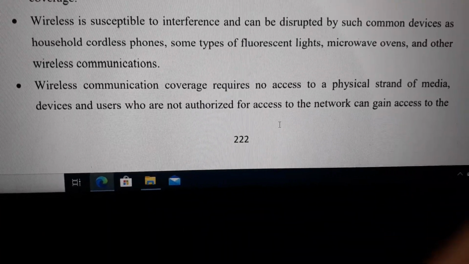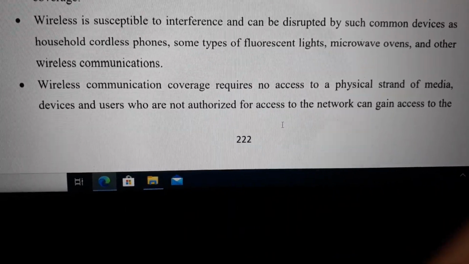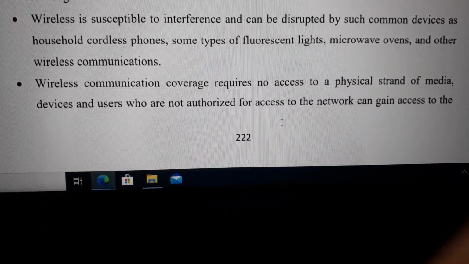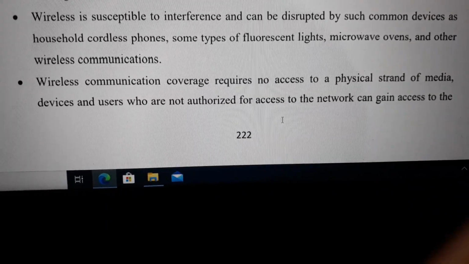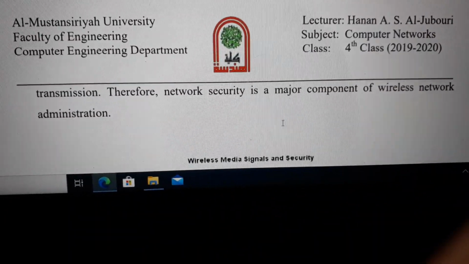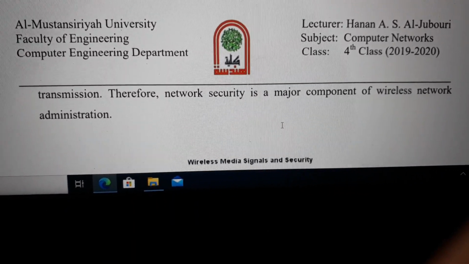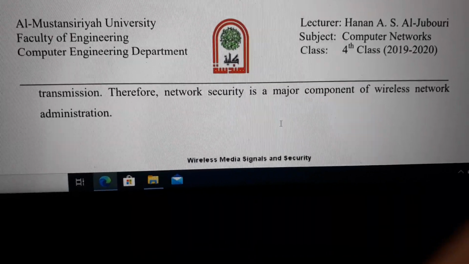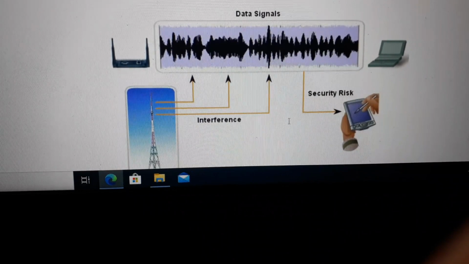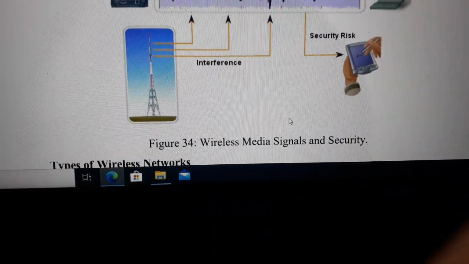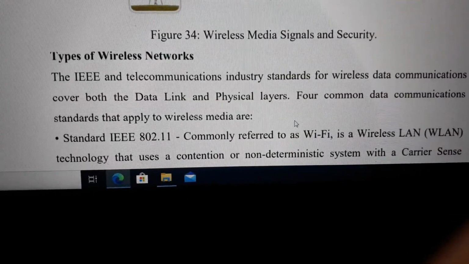Wireless communication coverage requires no access to a physical strand of media. Devices and users who are not authorized for access to the network can gain access to the transmission. Therefore, network security is a major component of wireless network administration. You can see here data and the interference from other devices.